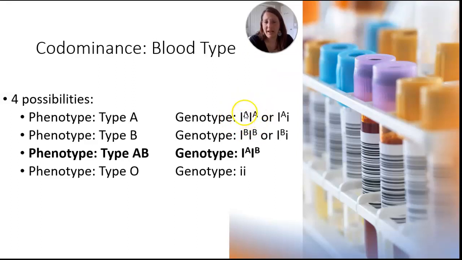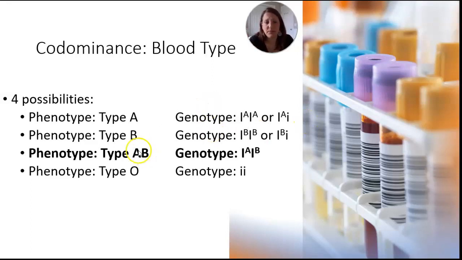So you could be IA IA, or you could also be IA little i. Okay, so you could have inherited either 2 of the IA alleles or 1 IA allele and 1 little i. What does the I stand for? It stands for immunoglobulin, which is a surface marker on your red blood cells. And on the next slide, I'll actually show you a picture of this. Okay, so if you are type A, you have one of 2 genotypes.